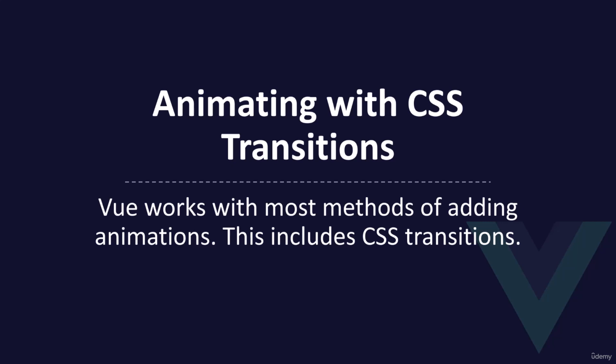There are different ways to add animations. They usually fall into two categories, which are CSS animations and JavaScript animations. We'll be covering both. First, we'll start with CSS. There are two ways to add animations in CSS, which are through transitions and animations. We'll cover transitions since they're the simplest of the two.